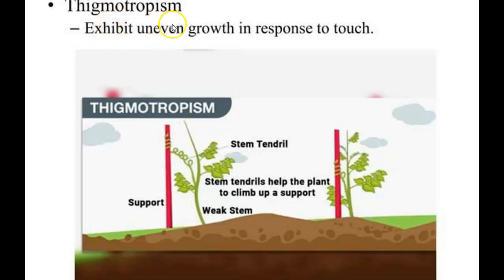Another is the thigmotropism. That tropism is basically in response to touch, that exhibits uneven growth responses in response to touch. For example, stem tendrils. Stem tendrils help the plant to climb up a support, and this is basically the thigmotropic response.